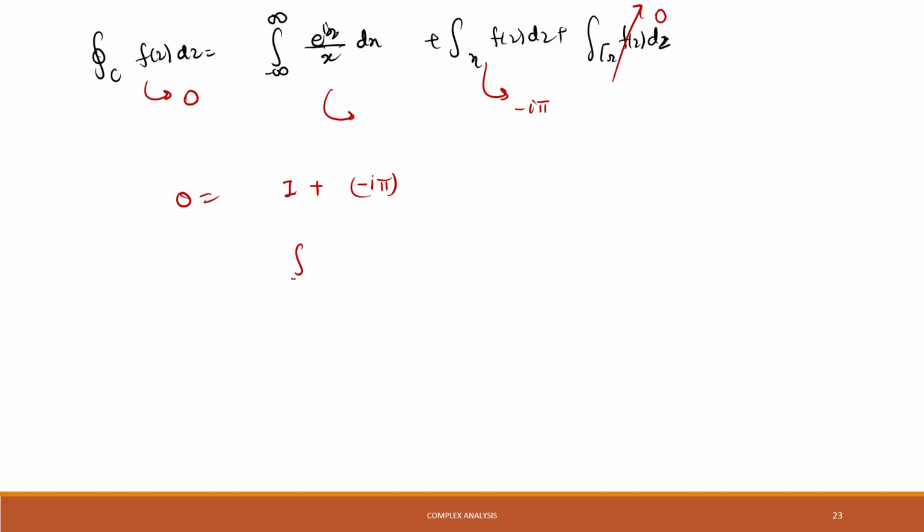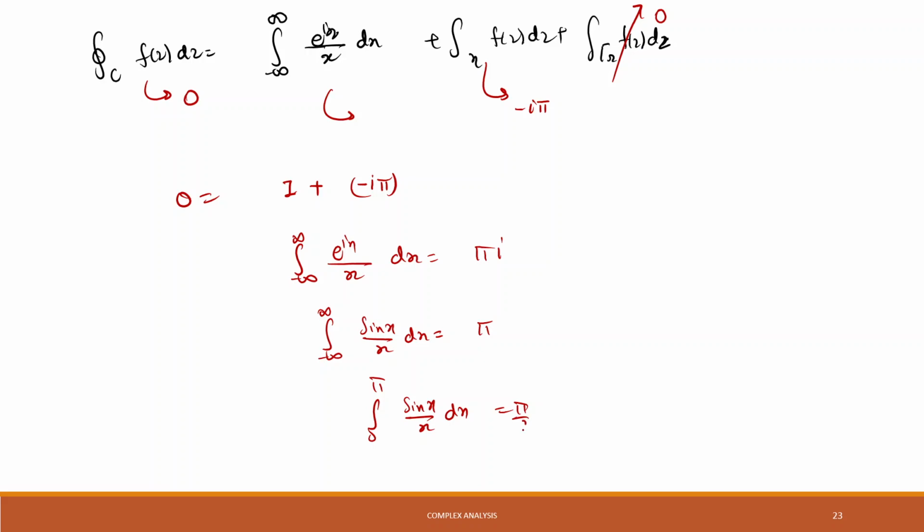So we will get the integration from minus infinity to infinity of e to the power iota x upon x dx equal to pi I. Comparing the imaginary parts, you will get the integral from minus infinity to infinity of sine x over x dx equals pi, and the integration from 0 to infinity of sine x by x dx equals pi over 2.